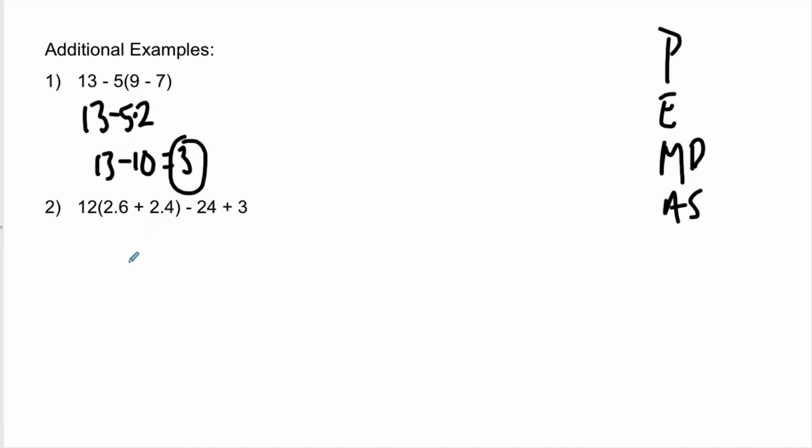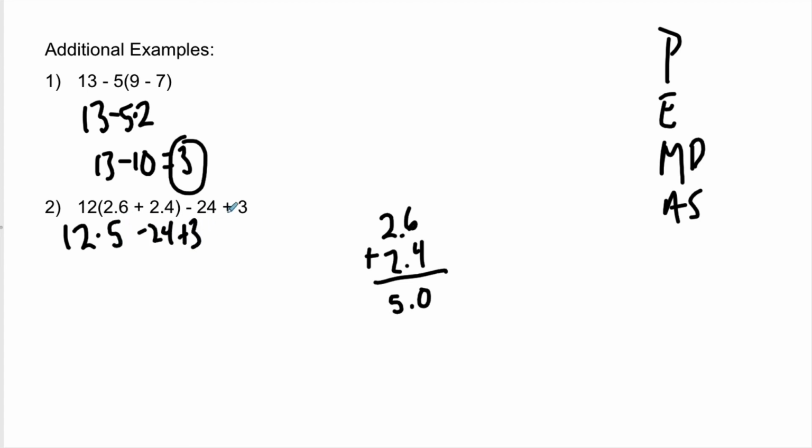All right, last one. Pause it if you want. Try it by yourself and then tune back in and see how you did. First thing I'm noticing are parentheses. So go within those parentheses. Pretty simple. It's just some decimal addition. So just to make sure we're perfect with that, line up your decimals. 2 and 6/10 plus 2 and 4/10, line them up. You should end up with an even 5. So bring everything else down. 12. Remember, we're multiplying when there's a number next to parentheses. 12 times 5 minus 24 plus 3.